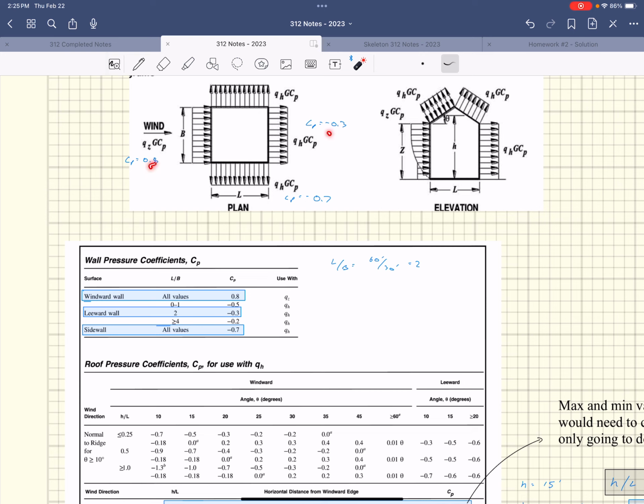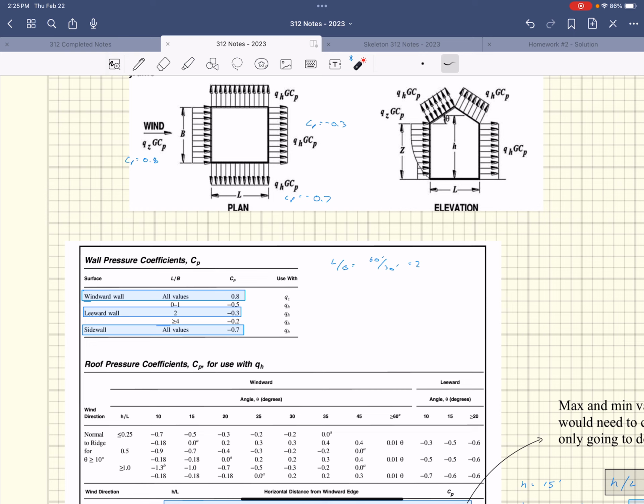The positives and negatives mean something. If a number is positive, it means it's acting towards the surface that you're dealing with. So this is a positive 0.8, so then my pressure is acting towards the surface. On this side over here, my CP is negative, meaning that it's acting away from the surface. So I'm external, acting away from the surface. And so it's just like it has it drawn right here.